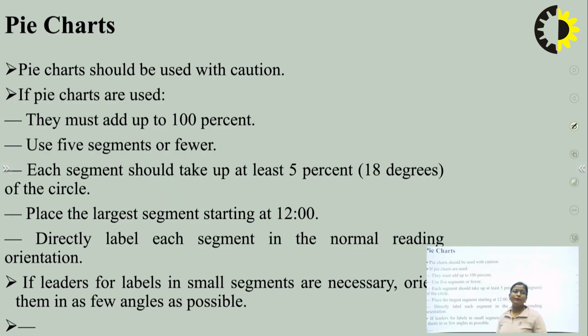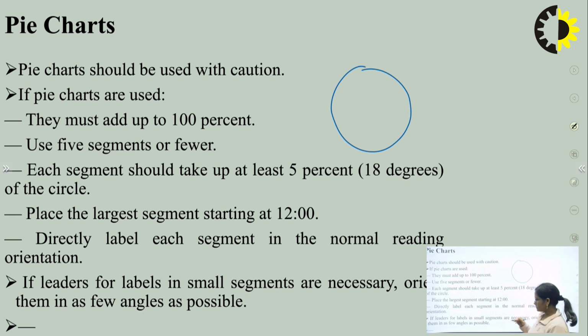Then next one is pie chart. Pie chart is basically used to show the percentage between different types of data. That means if there is data that exists within 100%, how much is for the first data, how much percent is for the second data, how much is for the third data. Pie charts should be used with caution because it is very difficult to show any data using a pie chart. If pie charts are used, they must add up to 100%.